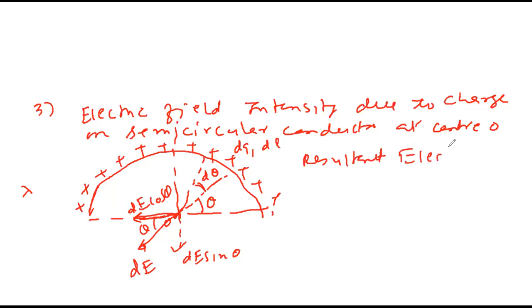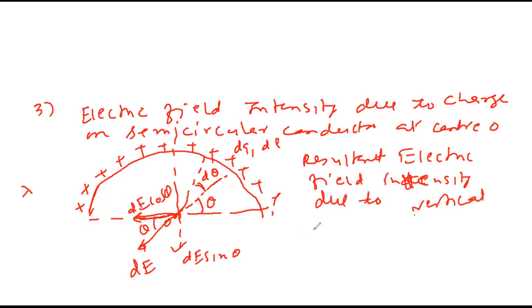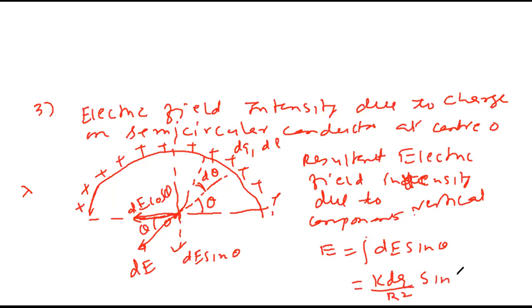electric field intensity due to vertical components: E equals the integral of all dE sin theta. dE means K small charge dq, its distance from center is r, so r square, into sin theta, the integration. Copy till this.